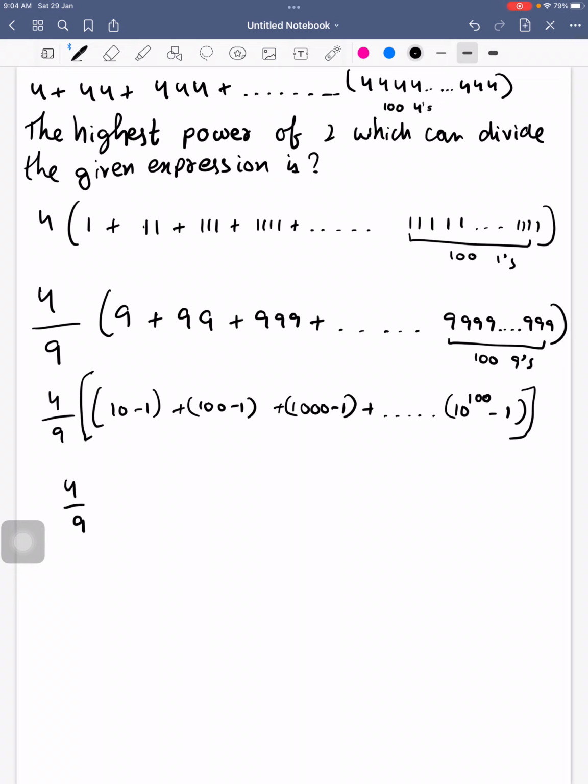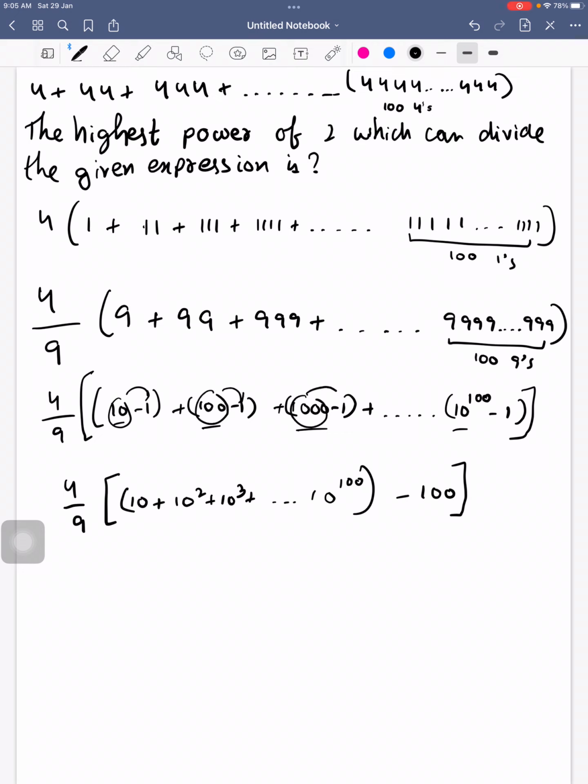Now 4 by 9 times, all these 10s can be added separately: 10 plus 10 squared plus 10 cubed plus so on until 10 to the power 100, minus, there will also be 100 ones, right? Since 1 zero is the first one, 2 zeros the second one, 3 zeros the third one, 100 zeros the 100th one, so they add up to minus 100, right?